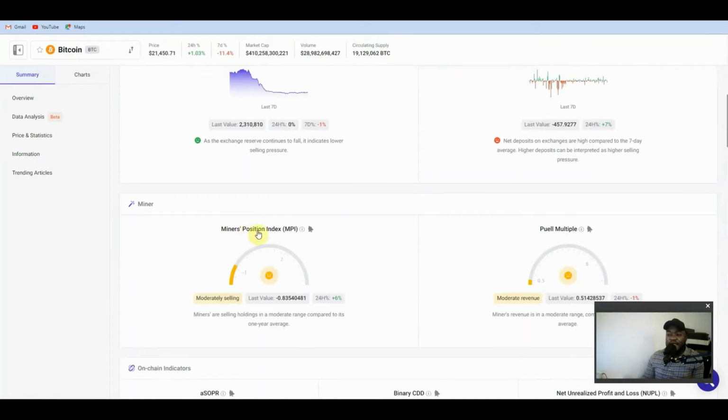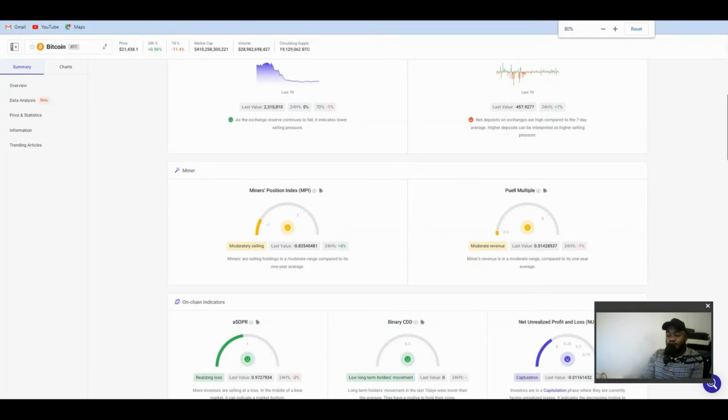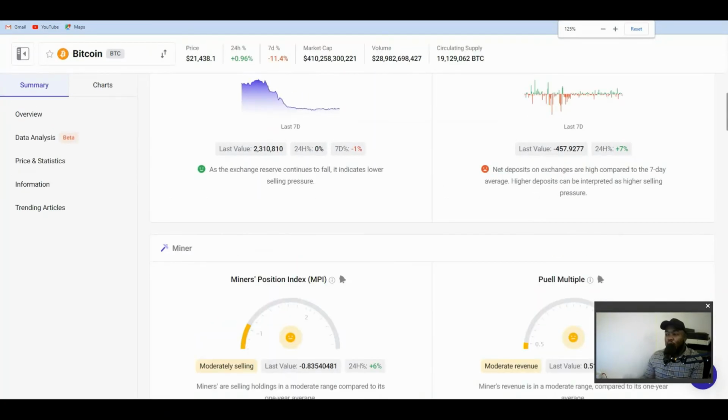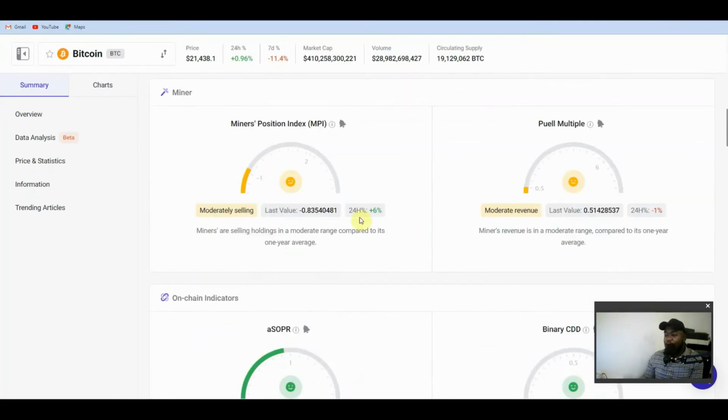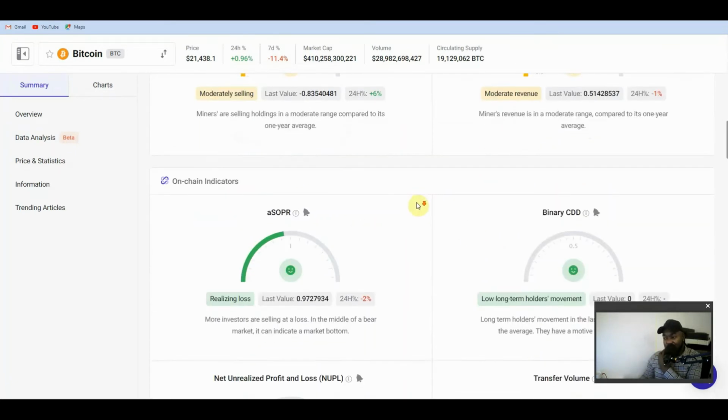Now, next thing is miners position index. Miners, what are miners doing? Are they mining and keeping, or are they mining and selling? Moderately selling. Now, what is this one? This one is pool multiples. This one is about miners. So, what are miners doing?